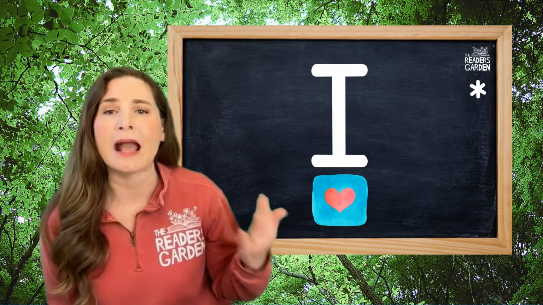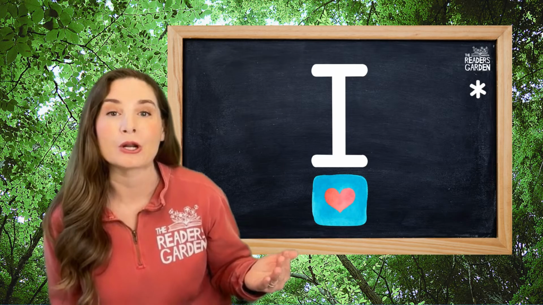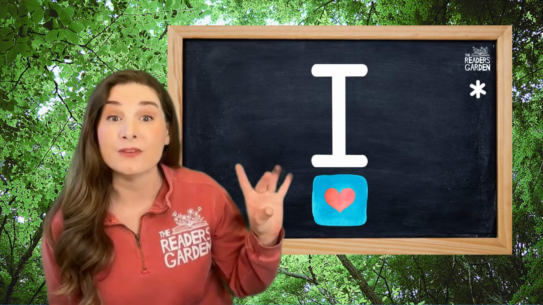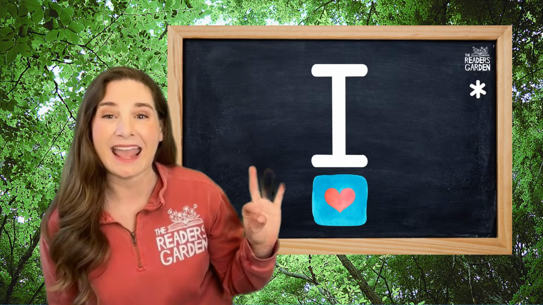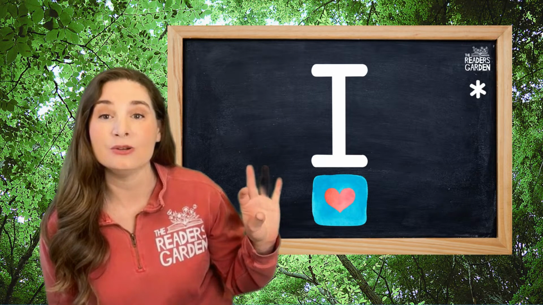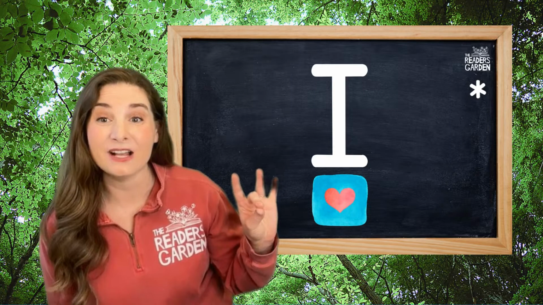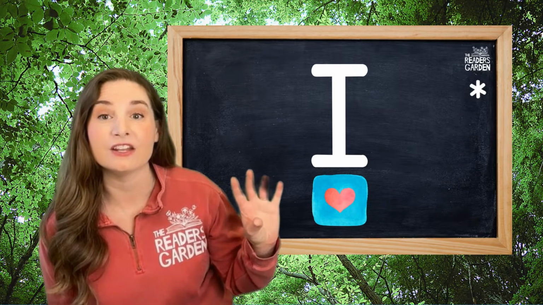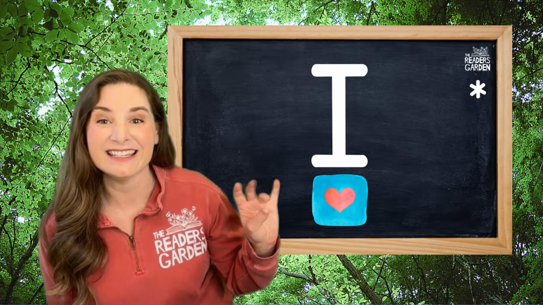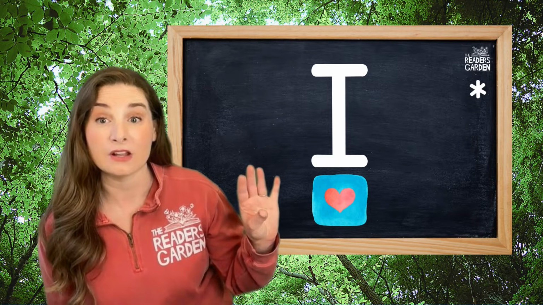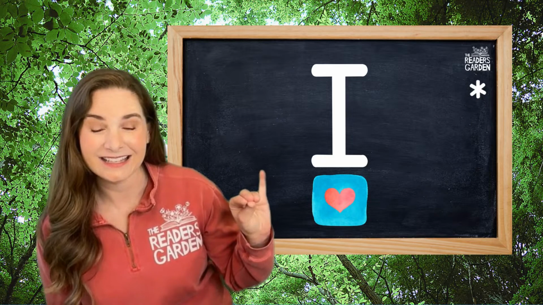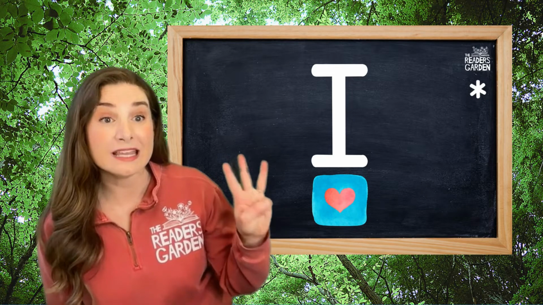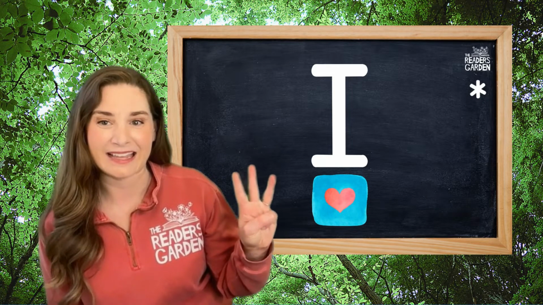Now let's figure out how many sounds are in the word and. We're going to finger tap the sounds. What's the first sound we hear? A. And what's the next sound? N. And the last sound? D. Let's say them together. A, N, D. Let's do all three together. And. So I heard three sounds in the word and.